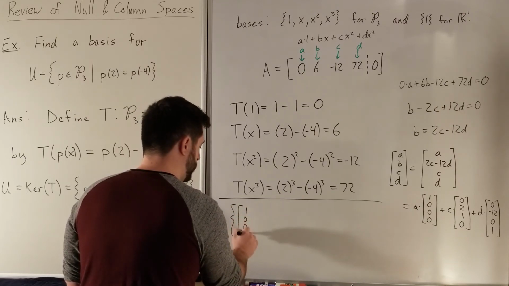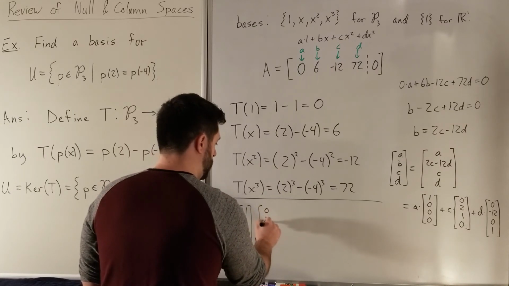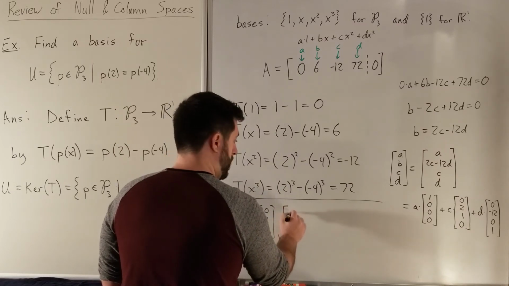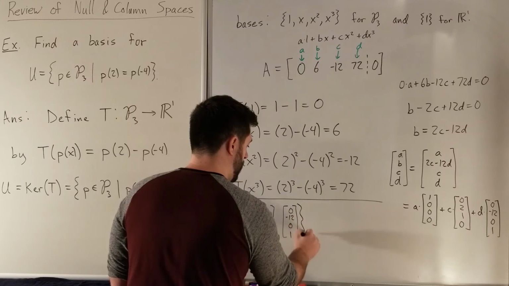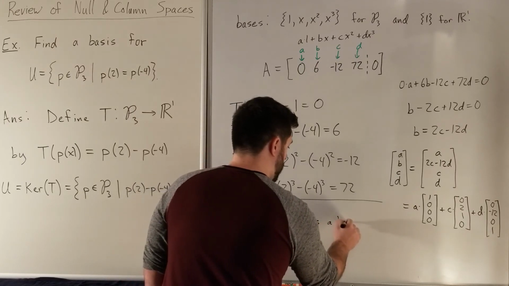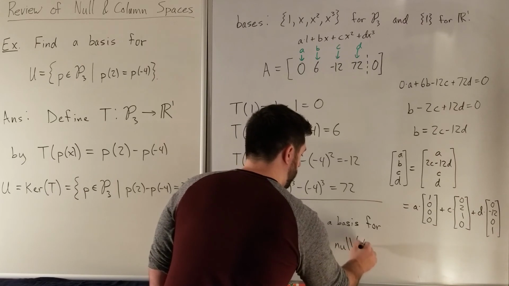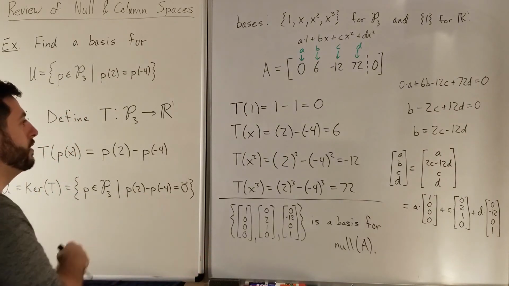So 1, 0, 0, 0; 0, 2, 1, 0; and 0, negative 12, 0, 1 is a basis for null A. All right, now that we have our basis for null A, we can turn this into a basis for the kernel of T by just translating these vectors back into polynomials.